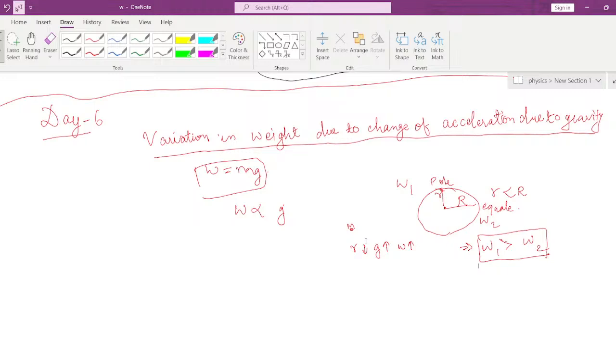So now let me draw the table also. It is the same thing that I have told you: whether the weight will be greater at the pole region or the equatorial region. It is just a comparison of weight in the pole region and the equatorial region. That's it, nothing much. Now moving to the other topic.